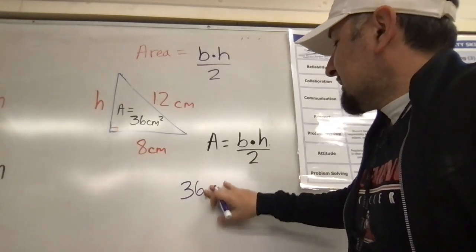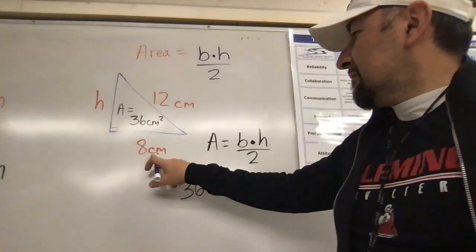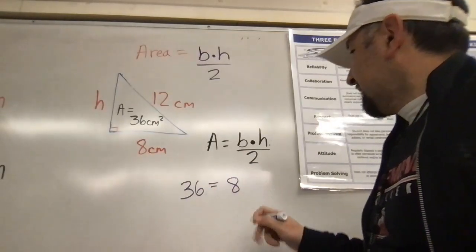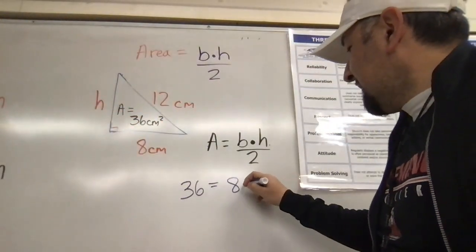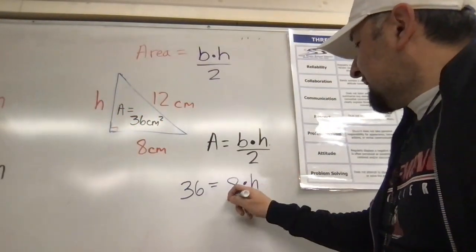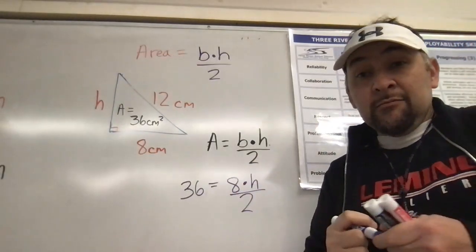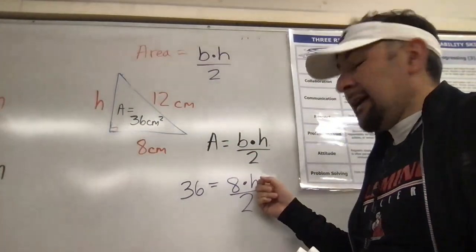Oh, just 36. All right. Did they give you the base? Yes. Okay, let's fill that in. Did they give you the height? No, that's what's missing. Okay. And let's fill in the rest of the formula there. All right. So I filled in everything that I could. Now I just have to do some algebra to figure out what my height is.